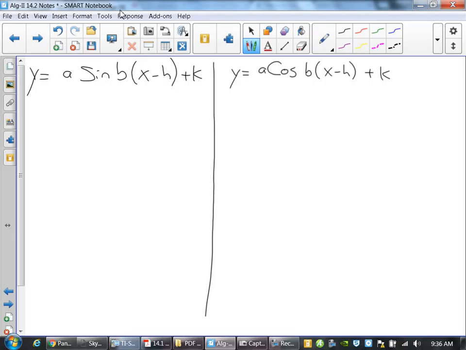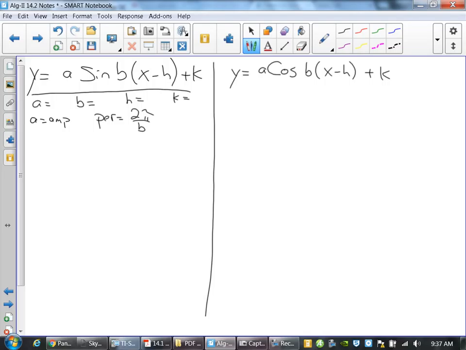You're going to label your A, your B, your H, and your K. Your H and your K are your horizontal and your vertical shifts. So you still do the same thing. A equals, B equals, H equals, and K equals. You do that for either one of them. A is still your amplitude. Your period for both of these is still 2 pi over B.